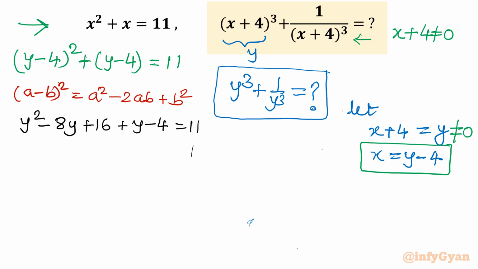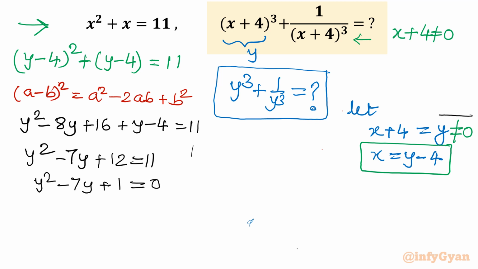Let me simplify this one. y square minus 7y plus 12 equal to 11. If I take all the terms to LHS, then it will become y square minus 7y plus 1 equal to 0.